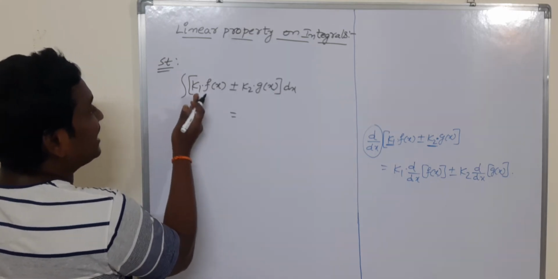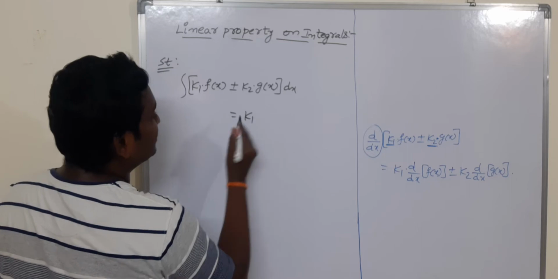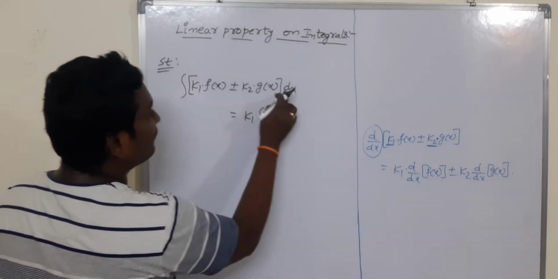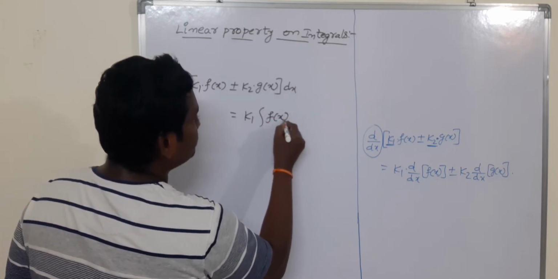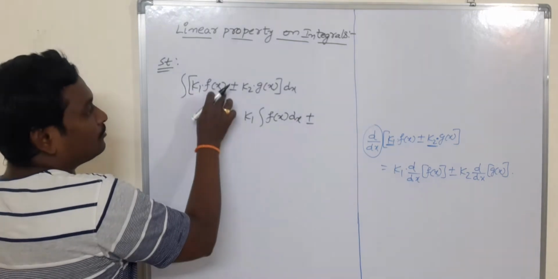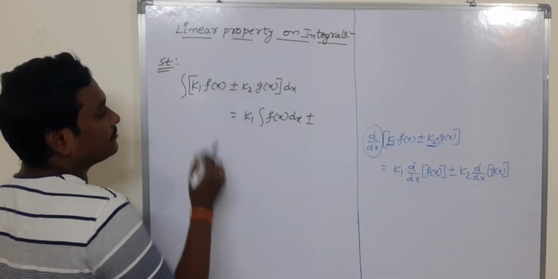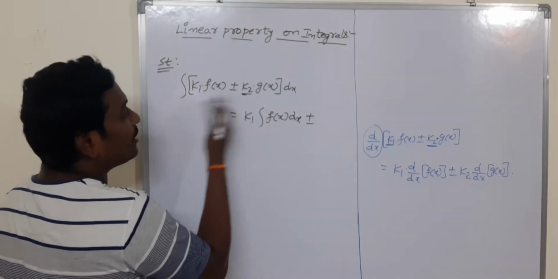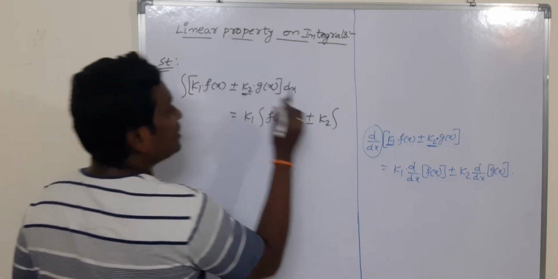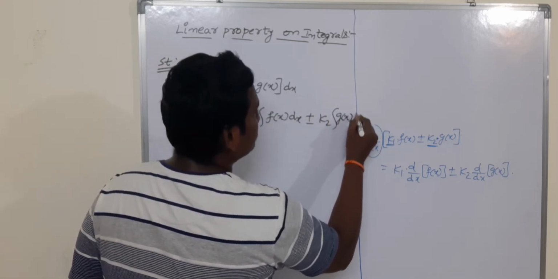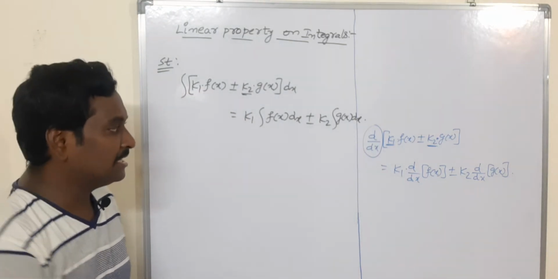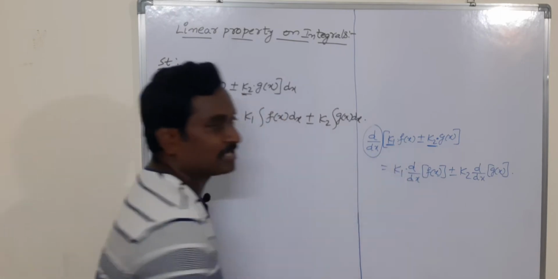In this case, take k1 to the outside of the integration and split the terms. Integral f of x dx, plus or minus, maybe there is a plus sign or minus sign in between them. Again we have k2 here. Take that constant outside from the integration symbol. So integral g of x dx. This is called the linear property in integration.